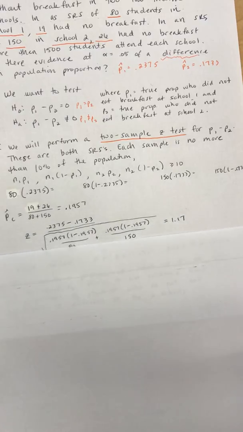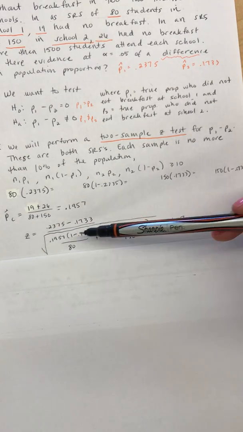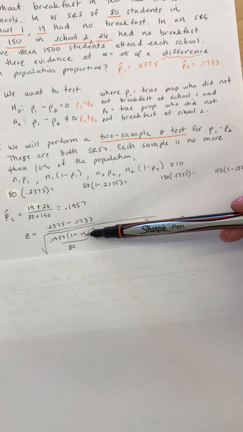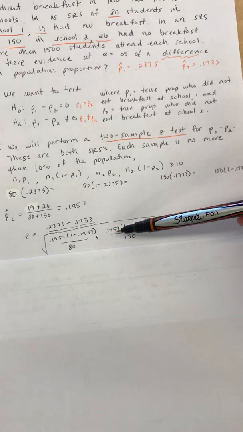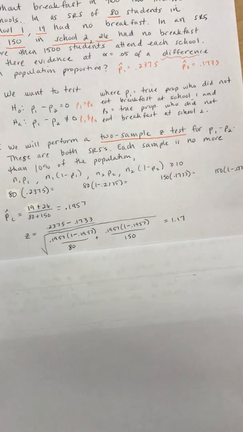So here comes my calculations for Z. I'm subtracting P1 minus P2 divided by the pooled P value times 1 minus it over N1, and again the pooled value times 1 minus it over N2, and I have now a Z-score of 1.17.